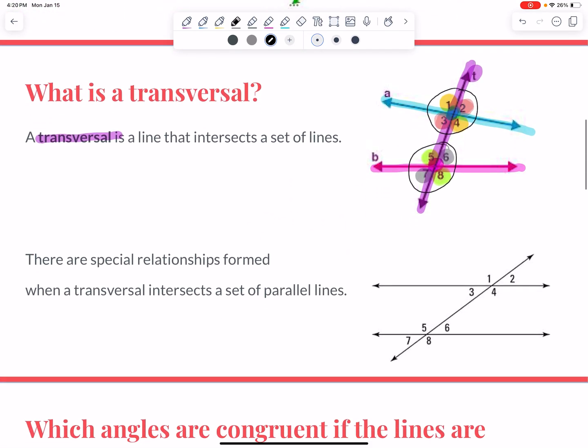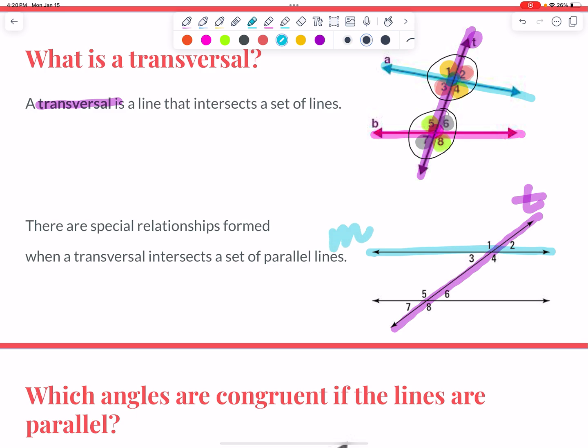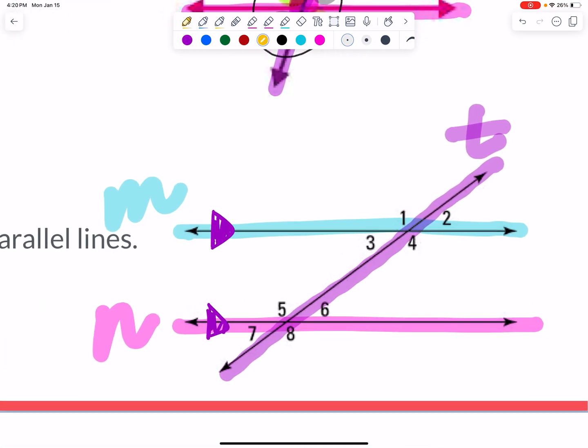Okay, so what happens if that transversal T, I'm going to highlight it in purple, is going through lines that are parallel? What happens if this time, this is line M, and this is line N, and I tell you that those lines are parallel to each other? So we start by knowing that M is parallel to N. Well, then special relationships get formed, which is what this says right here.